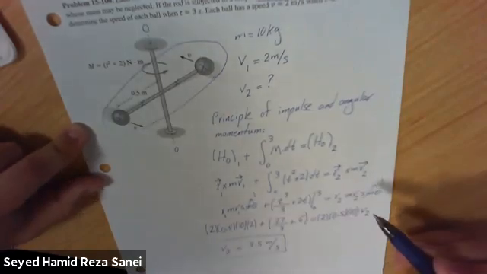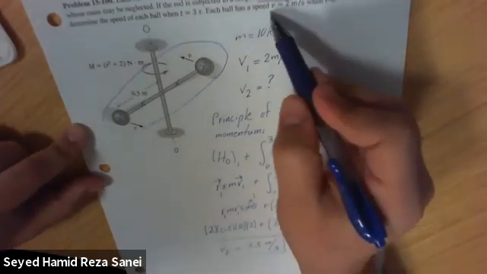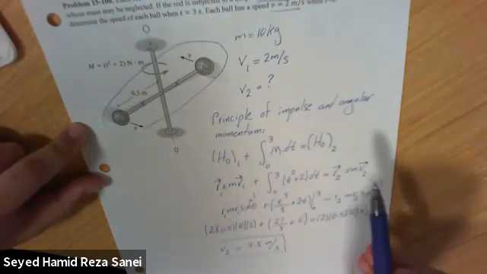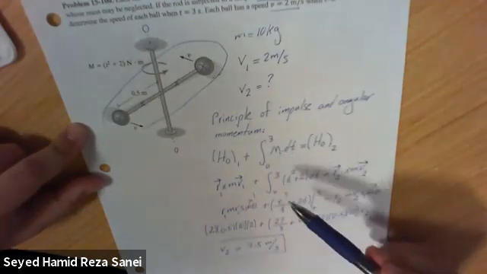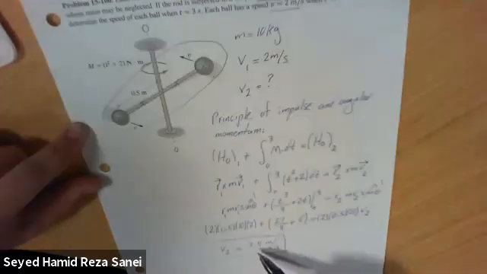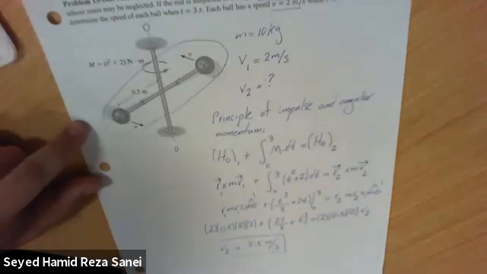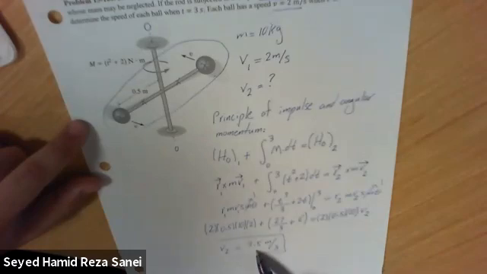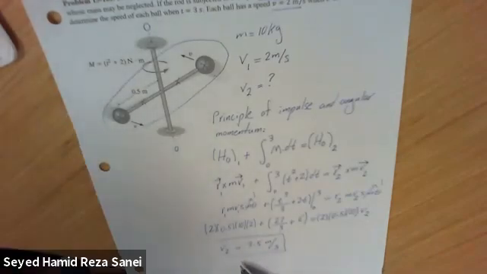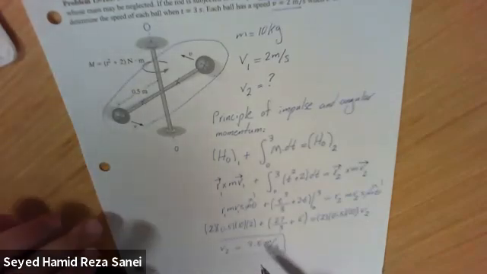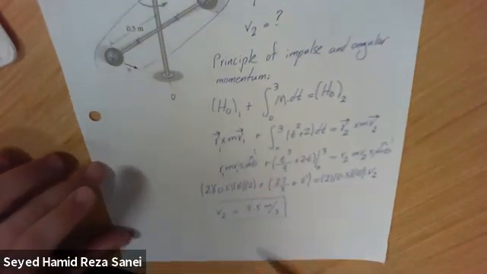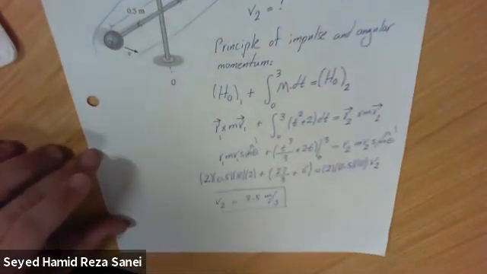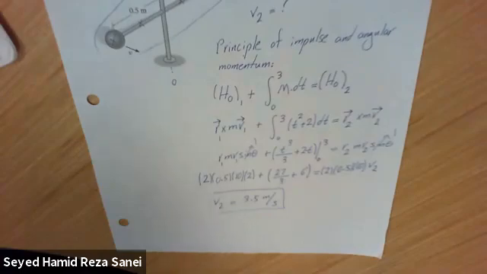So we started with a velocity of 2 meters per second. We applied angular impulse on the system, and the final velocity is 3.5 meters per second. So the velocity has increased from 2 meters per second to 3.5 meters per second in 3 seconds. Okay, let's move to the second problem.